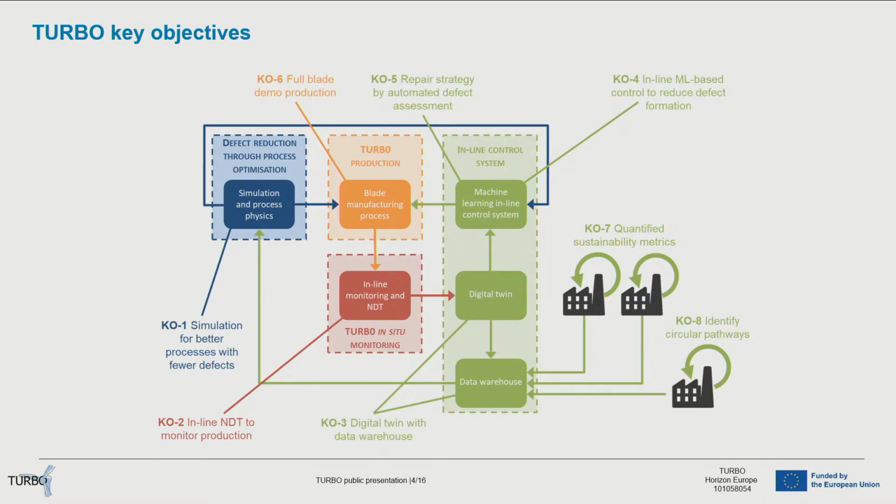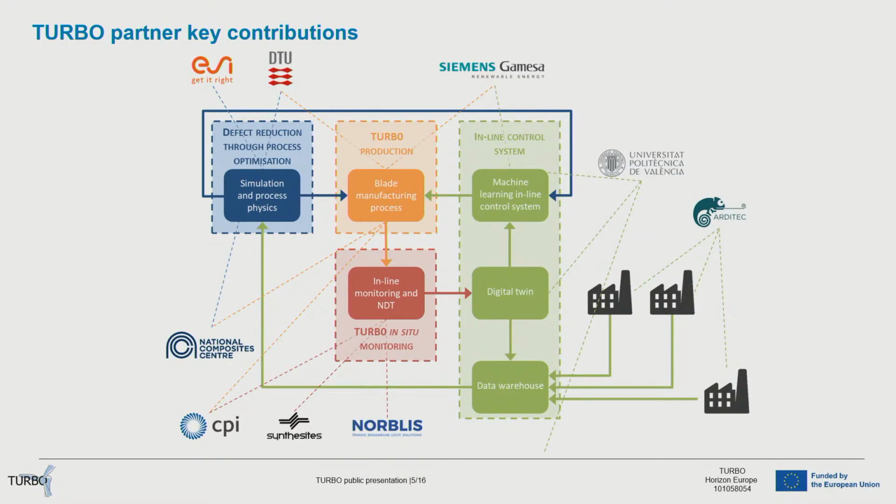So as I said, the key objectives are very similar to MORPHO. Again, we have a digital twin, we have simulations, we have sensors, inline monitoring for our sensors, together with NDT. And the idea, of course, is to minimize the waste in the production of wind blades, in this case, but in general, it's something that can be applied to many other composite structures. As I said, we are 10 partners.